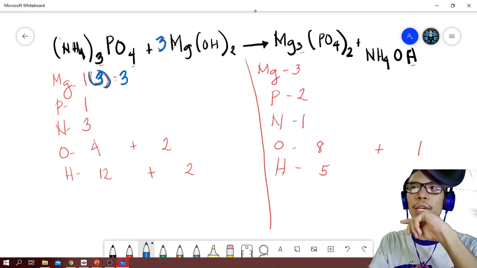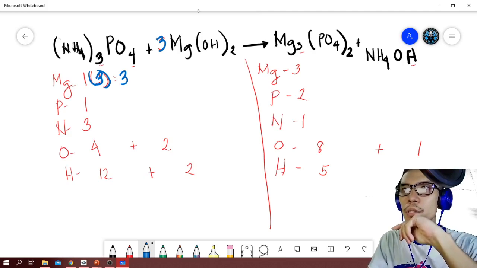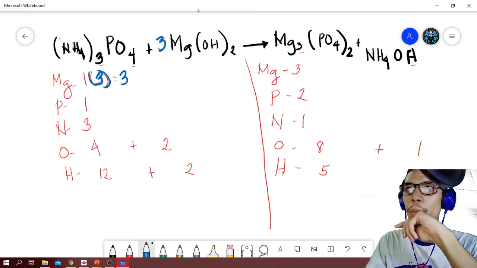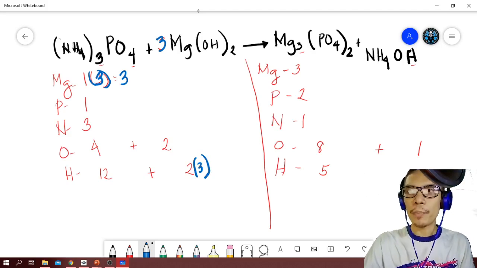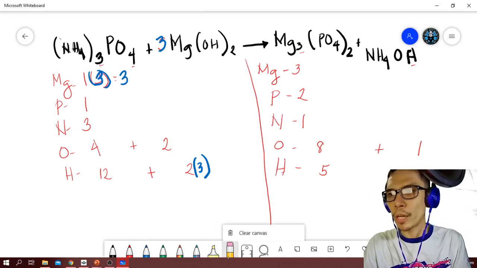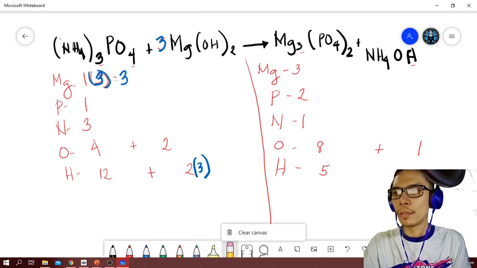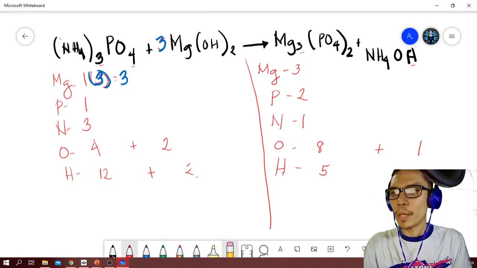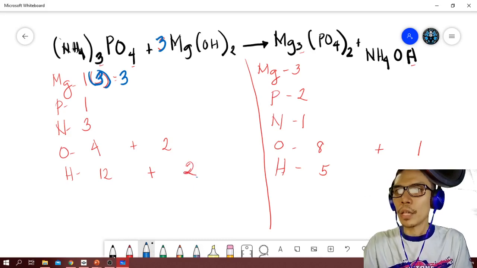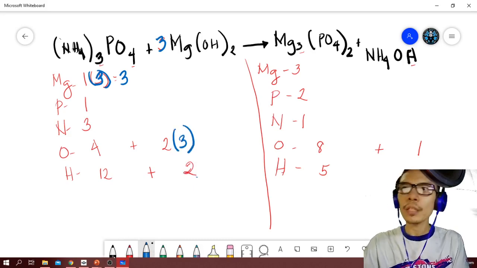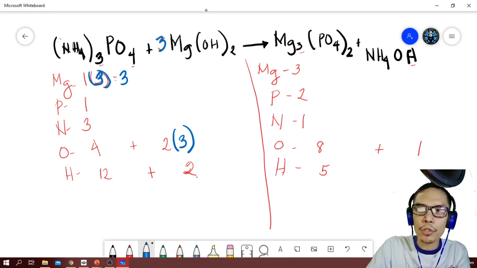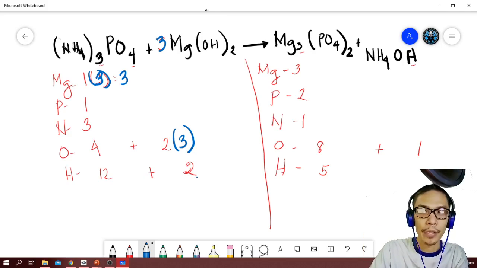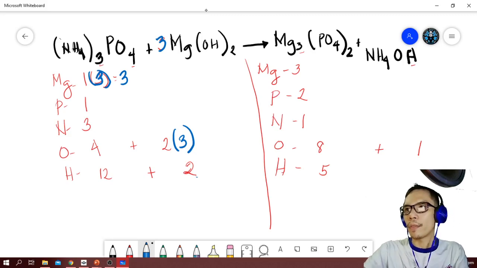Next one. Since you have 3 here, 3 times 2, because of this 2, that will be 6. So we have now 6 oxygen here. Let me rewrite it one more time. This is the oxygen. So that is 2 times 3, the 3 over there. Next one, we have now 3 times 2 plus 4, that is 6. That is 10, rather. So that is 10.